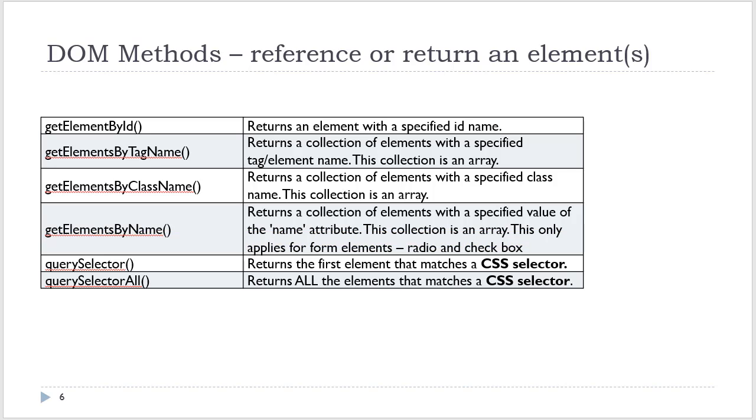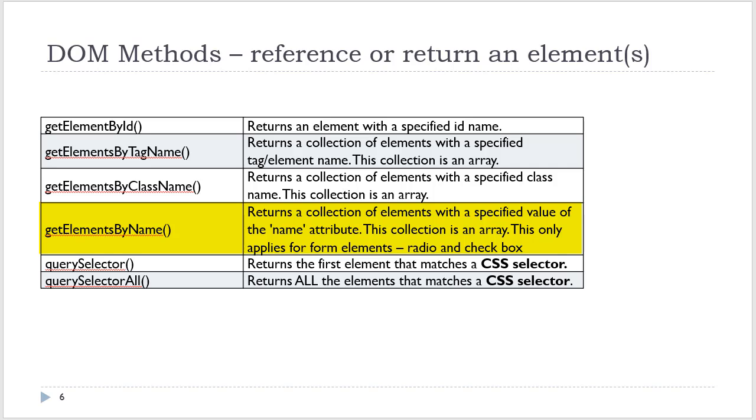We will now cover some additional methods that allow us to reference or return an element or elements. We have been using getElementById for quite some time. I would like to now introduce getElementsByTagName. That means that we can reference an individual element or a collection of elements by identifying that tag name. We can also do this with the class name, getElementsByClassName.